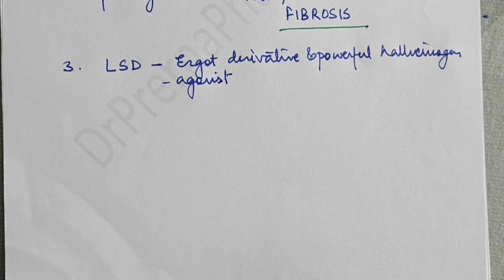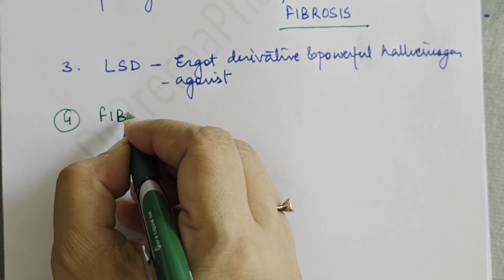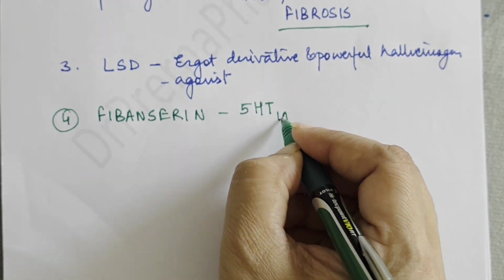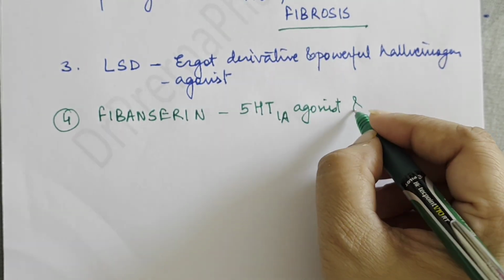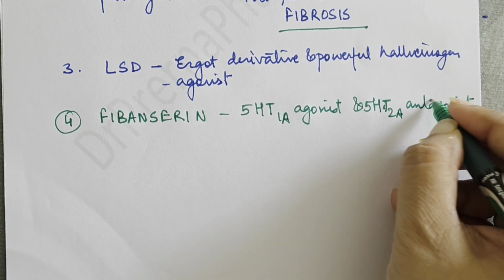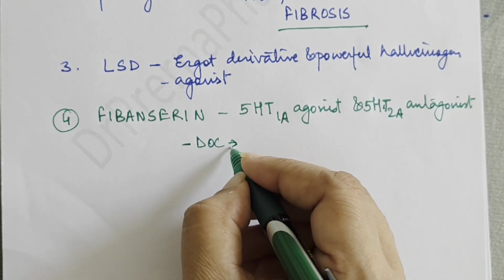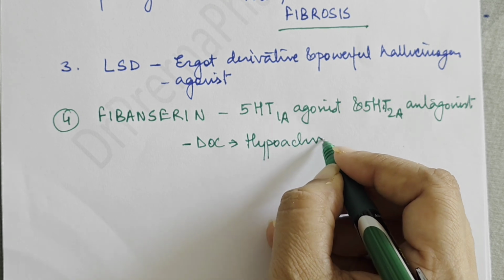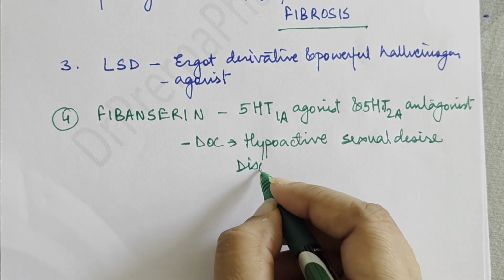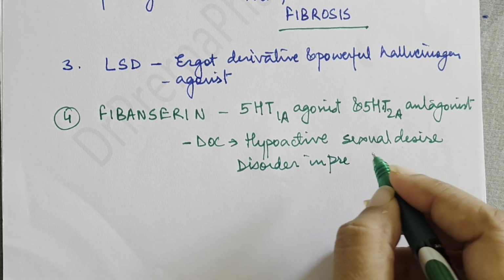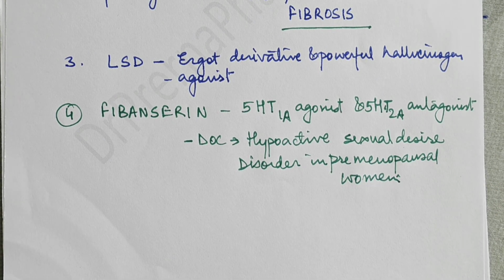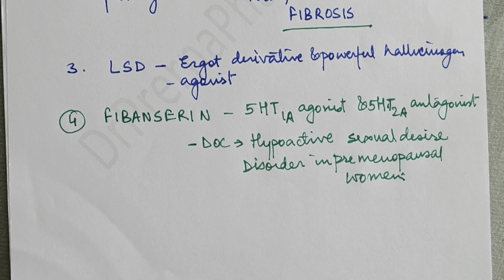Then there's a new drug that I would like to tell you, that is fibanserine. Right, now this fibanserine is a 5-HT1A agonist and 5-HT2A antagonist. And what does it do? This is the drug of choice in hypoactive sexual desire disorder in pre-menopausal women. Okay, so this is a new drug, fibanserine, drug of choice in hypoactive sexual desire disorder in premenopausal women.